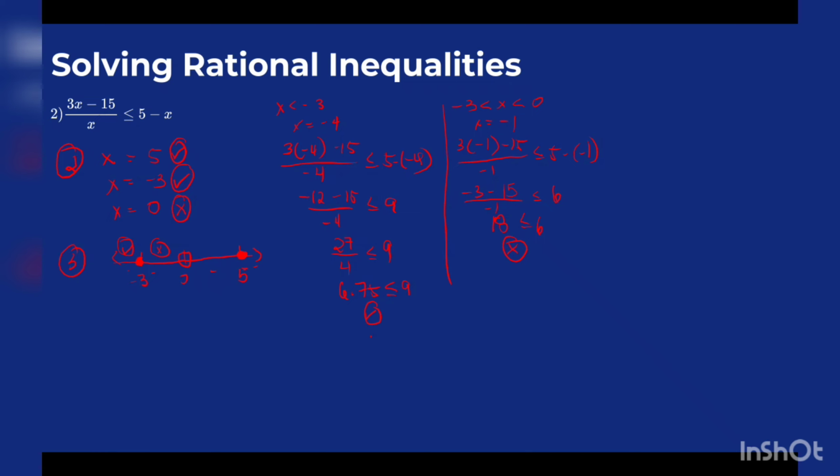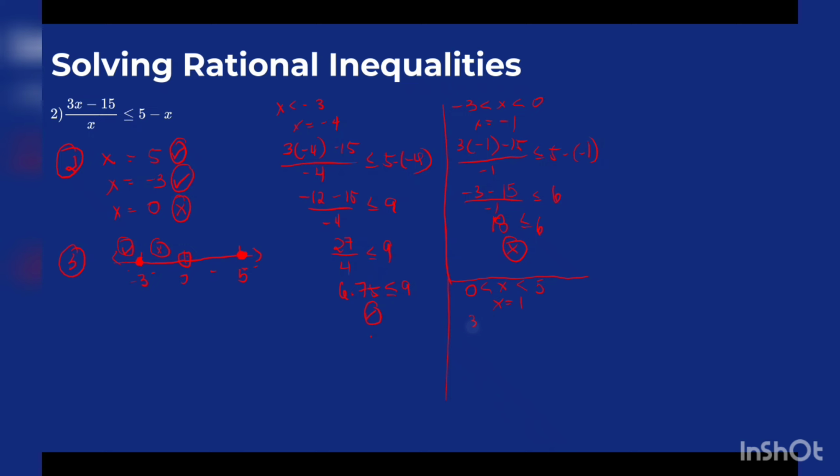For the third interval, we have numbers that are in between 0 and 5. So 0 is less than x and x is less than 5. So let's try using x is equal to 1.